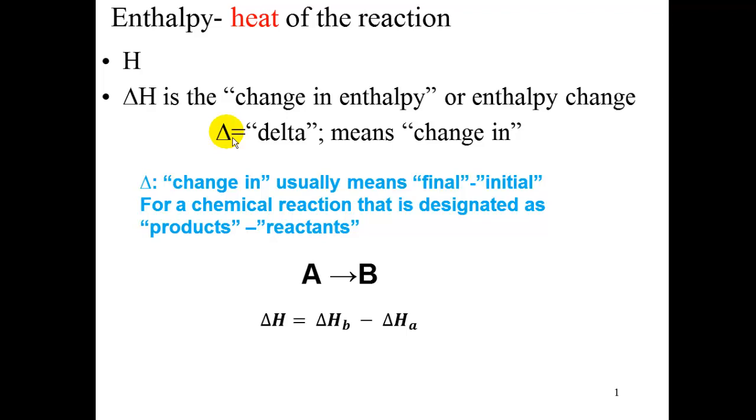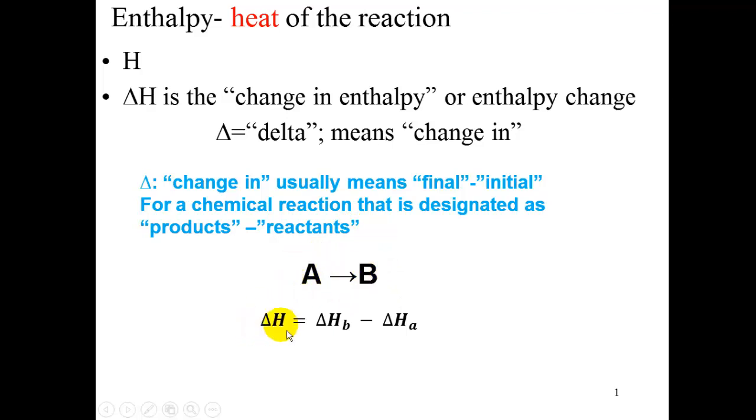So you could have a delta T, change in temperature, delta T, change in time, delta X, change in difference. In chemistry, we'll be talking about the delta H, and you'll see that a lot, the delta H of a reaction or the enthalpy of a reaction. So final minus initial for a chemical reaction would be products minus reactants.